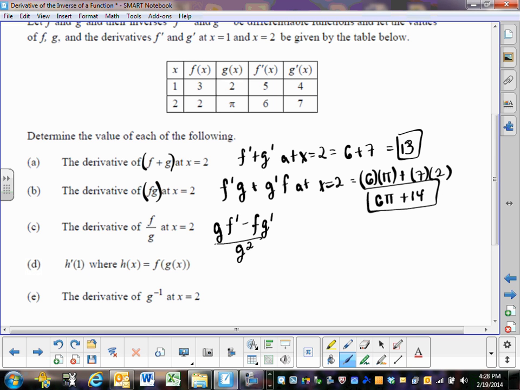So the original function had a derivative at 3.627 of 15.709. And the inverse is the reciprocal, which is 0.064.